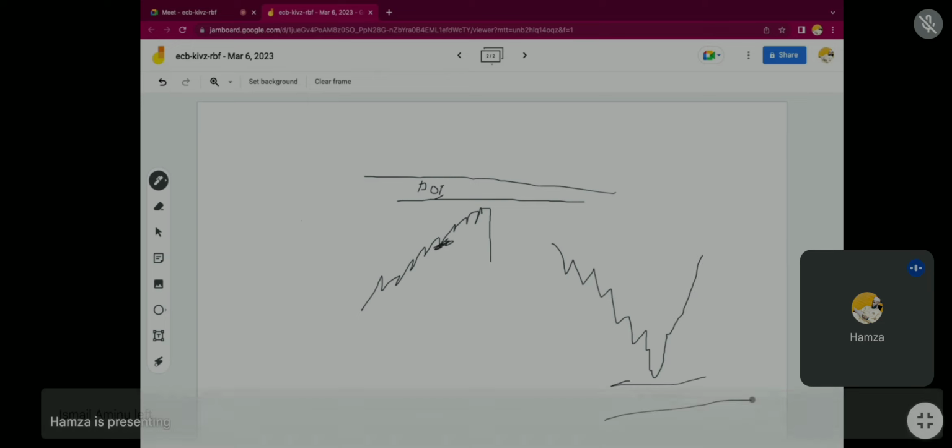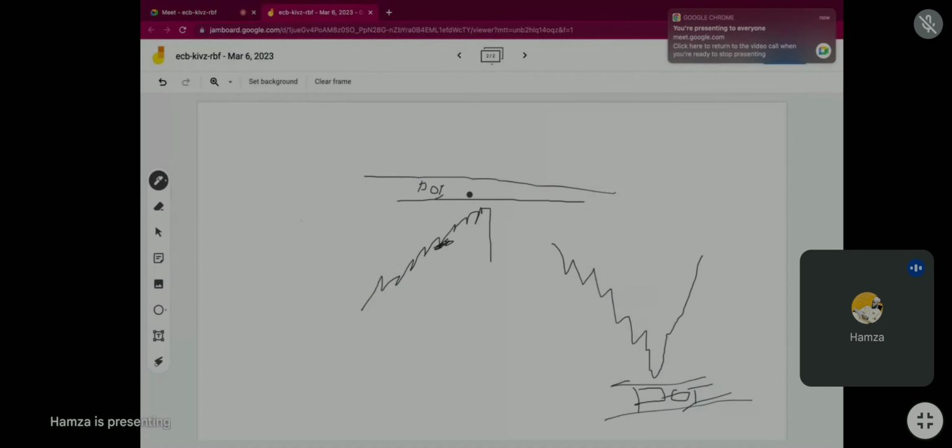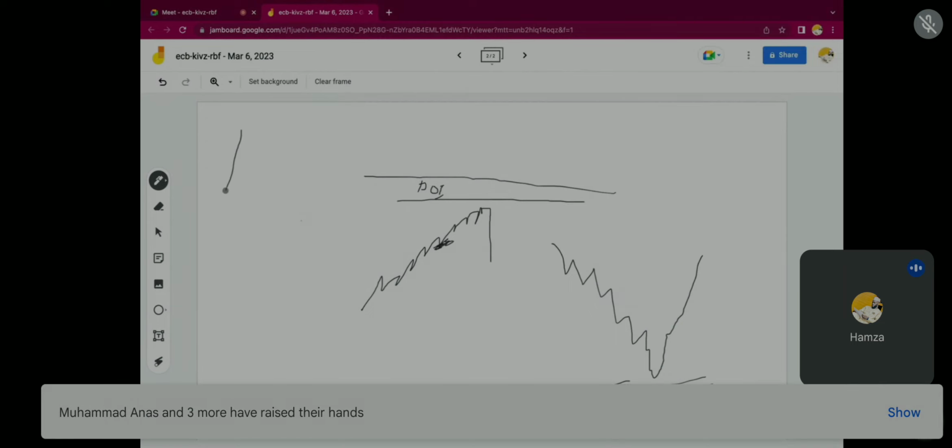So normally, if you see a hammer form at your POI, it's part of signaling a reversal. There are many other confluences to watch out for. Personally, I don't go with hammer. I don't look out for hammer. There's something we call engulfing. This is where candlestick patterns come in.